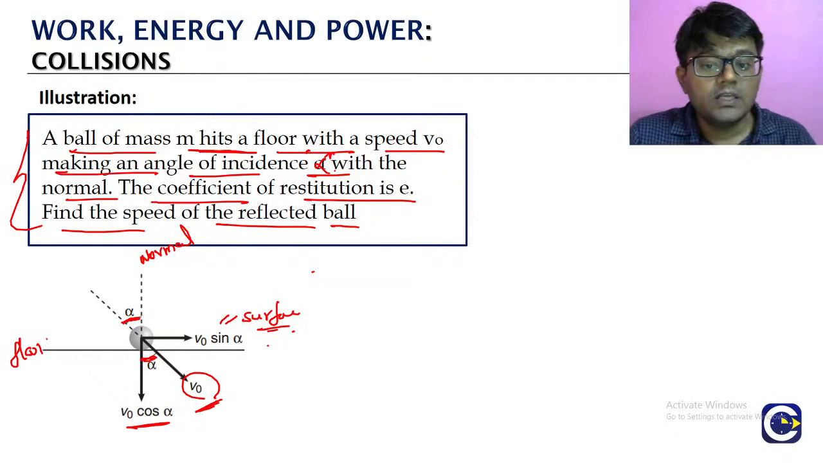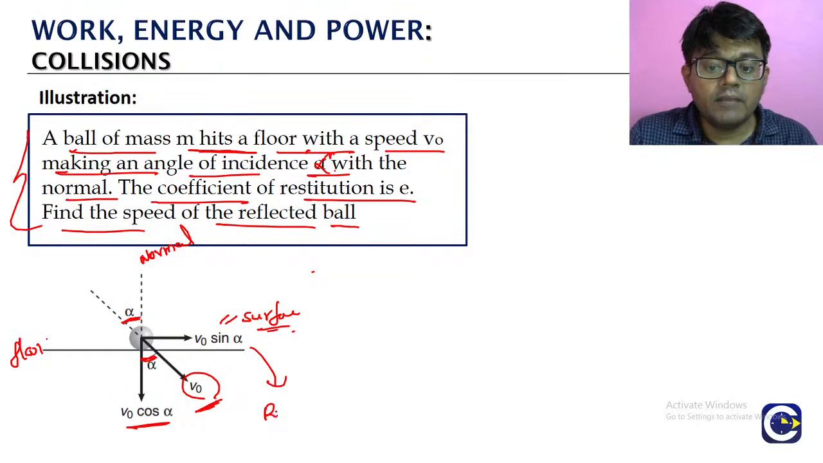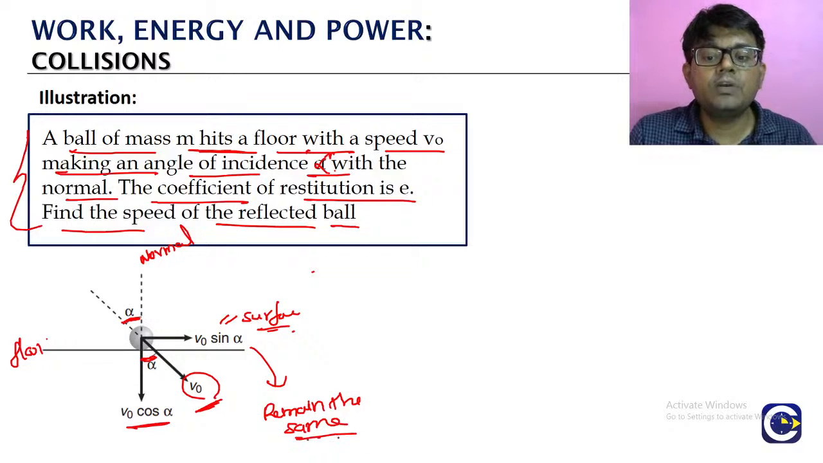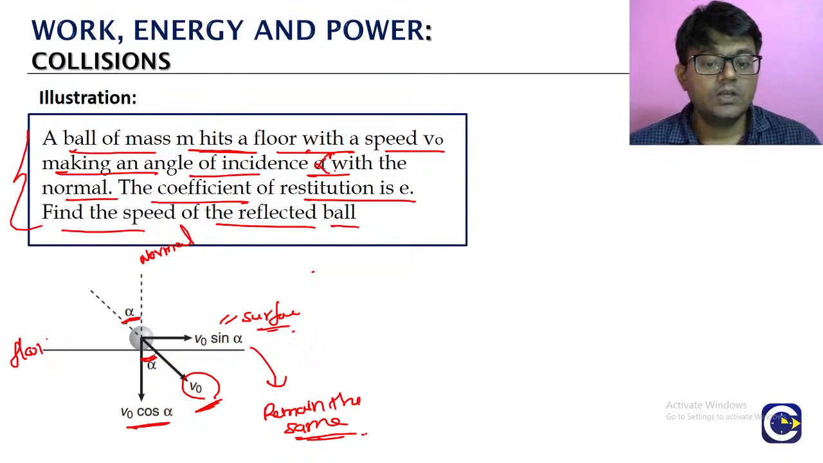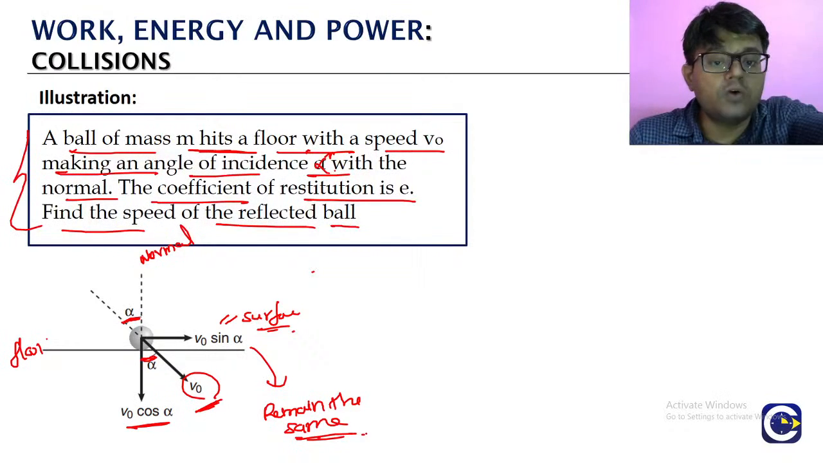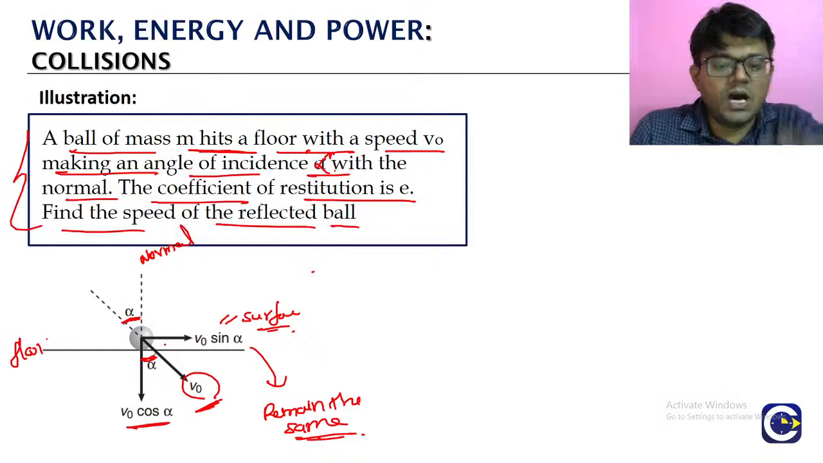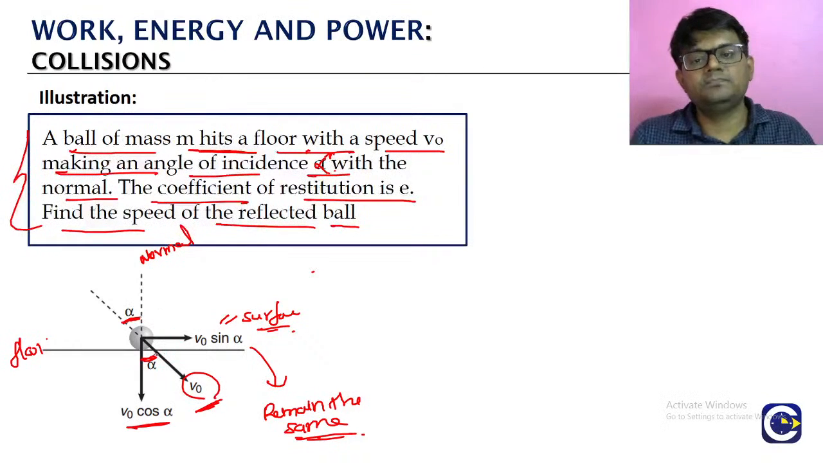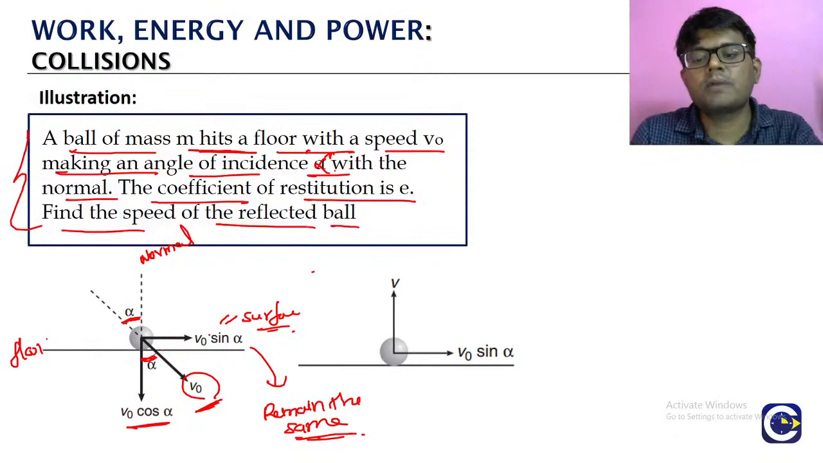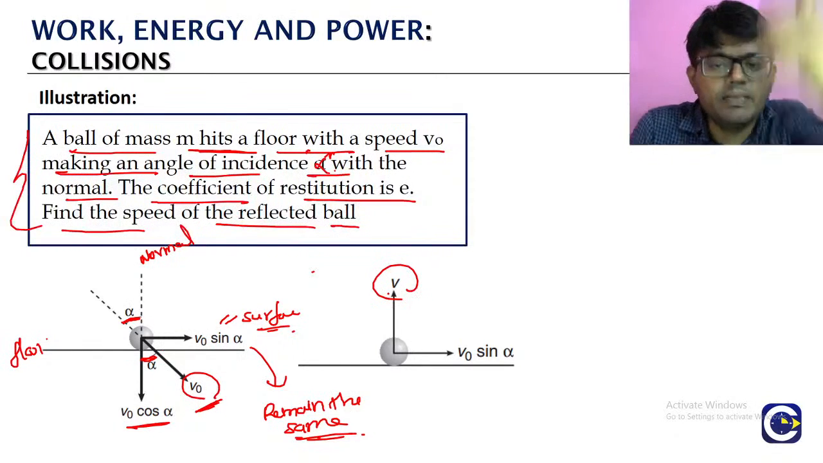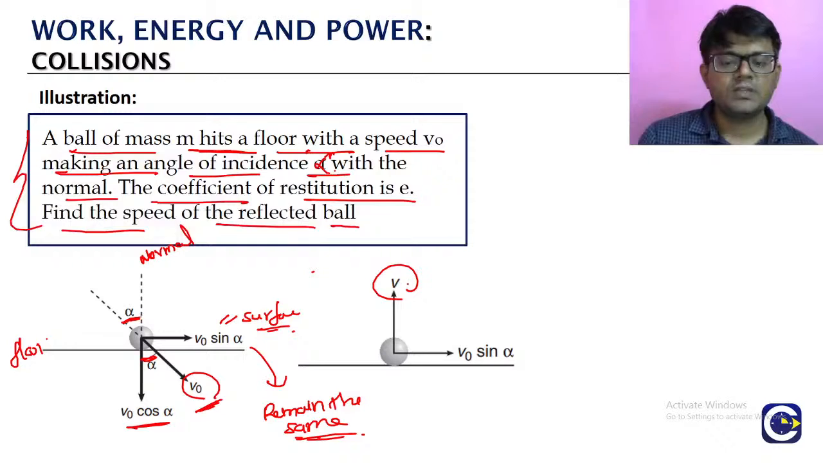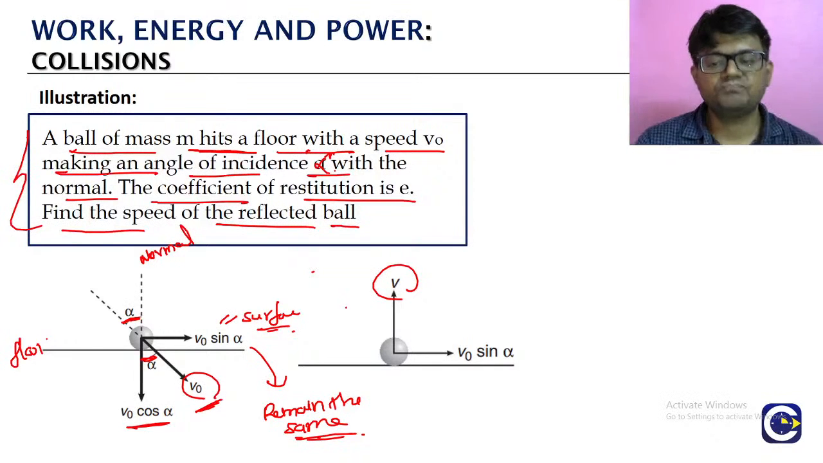Remember one thing, this value will remain the same. Why? Because the impact of collision will not be affecting that value. That will be remaining as it is. Only the normal component of velocity will be changing when it is bouncing back. It will be now pointing up. Let us say the value is v.